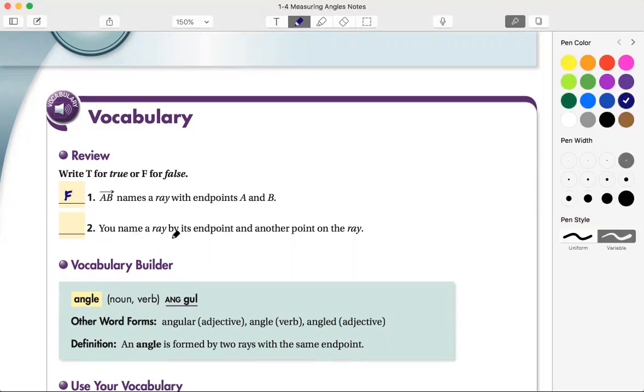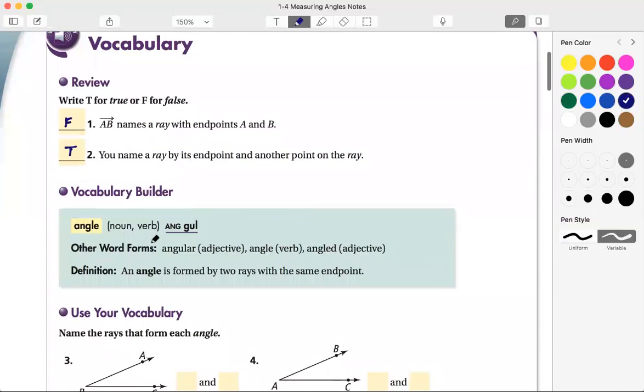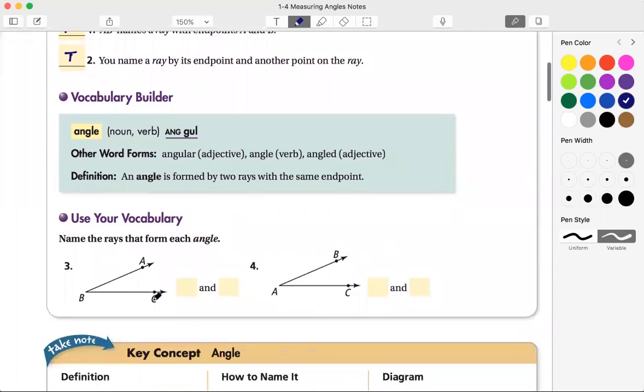Two, you name a ray by its endpoint and another point on the ray. Well, that's true. All right, so new vocabulary word, angle. Other word forms are angular, angle, or angled. The definition of an angle is formed by two rays with the same endpoint. So here are some examples of angles. Name the rays that form each angle.